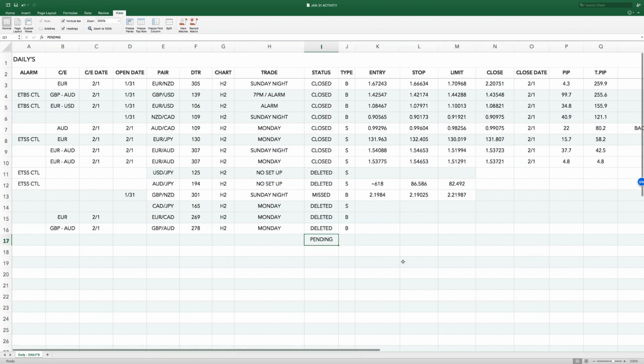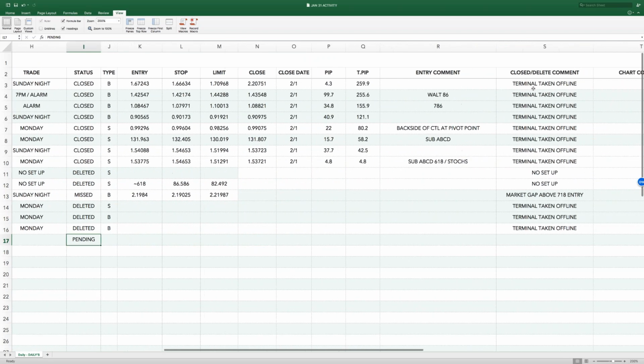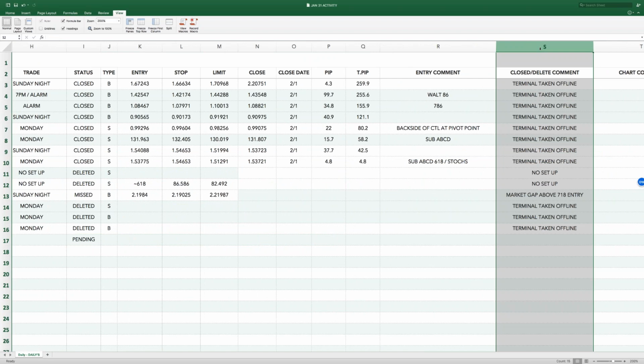Now we're going to slide this down here so you can see where we were talking about the closed comments. I like to always put in some type of commentary to an entry and an exit. That way our traders can understand at least what we're looking at, be it a sub ABCD, a 618, or a stochastic being in the appropriate zone. We're buying the backside or selling the backside of a counter trend line at a pivot point.